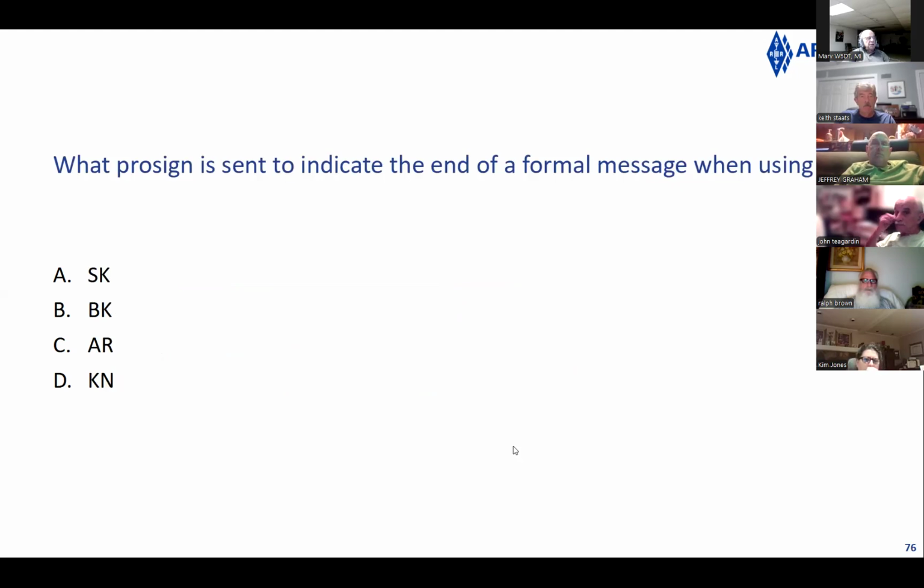What prosign is used to indicate the end of a formal message when using CW? SK, BK, AR, KN.